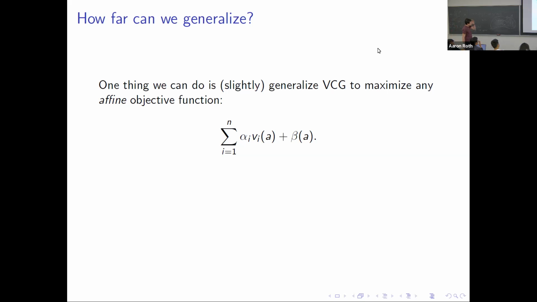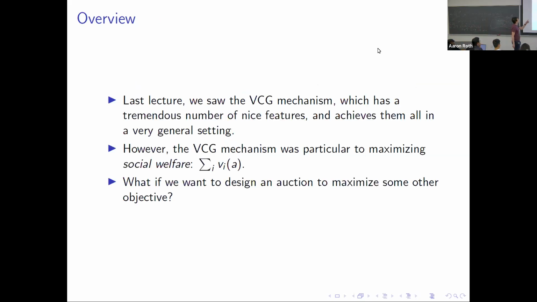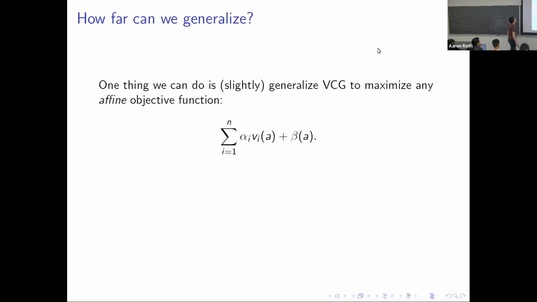Okay, so one thing I want to observe: the VCG mechanism maximizes social welfare, which is just the unweighted sum of the valuation functions for the alternative chosen. One easy extension, something you're going to prove on the next homework, is that very similar derivations will allow you to maximize a slight generalization of the social welfare function, which amounts to weighted social welfare.